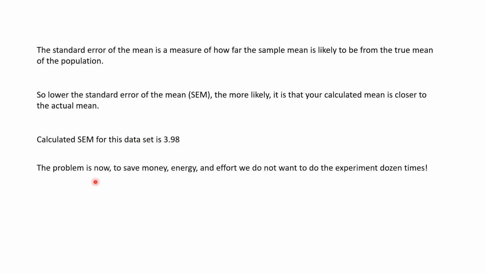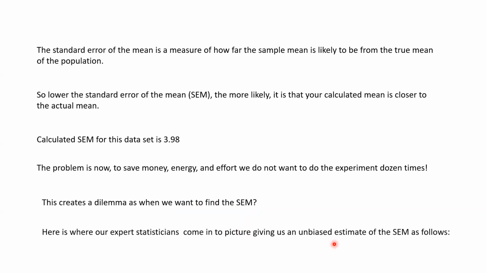I have shown you. The problem now is, to save money, energy, and effort, we do not want to do the experiment a dozen times and then calculate this 3.98 value. And 3.98 also is not accurate, because if I double the number of trials and do it a dozen times, then we see that it is 2 point something. So this creates a dilemma: when we want to find out the SEM, how do we find it? Now, here is where our expert statisticians come into the picture, giving us an unbiased estimate of the SEM as follows. How is it unbiased?